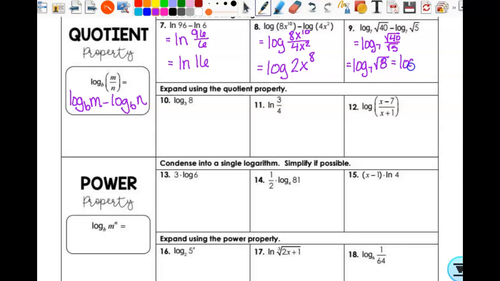But then I can simplify the square root of 8. What's the square root of 8? 2 square root of 2. Very good. That's my answer. Any questions?